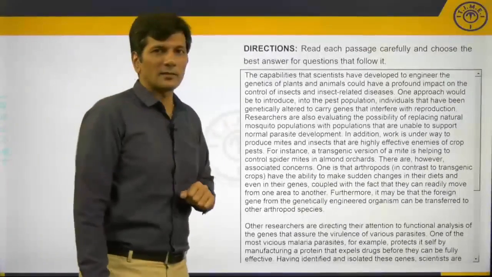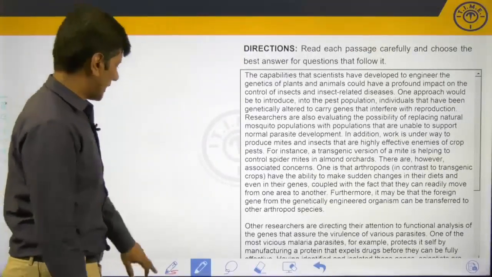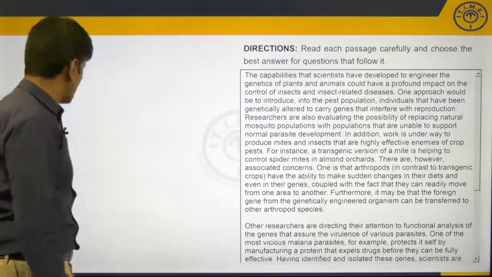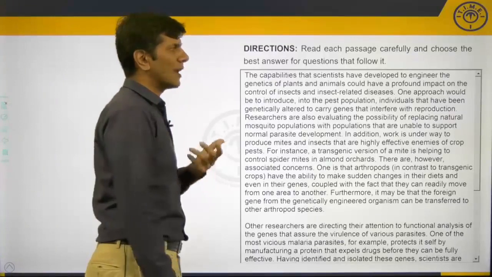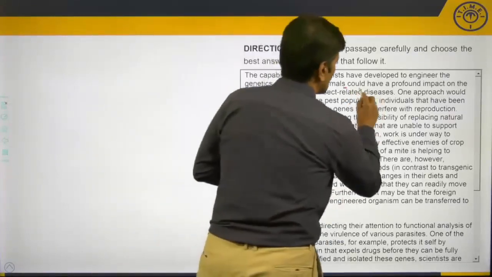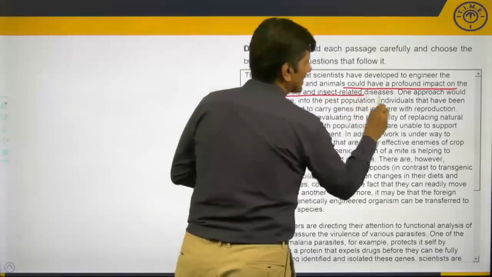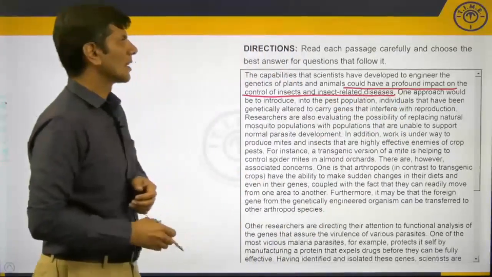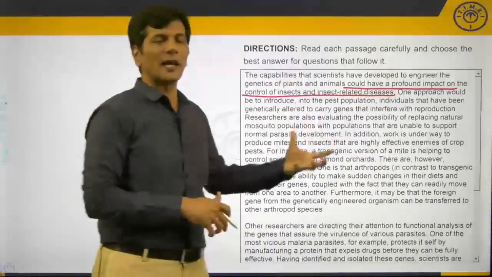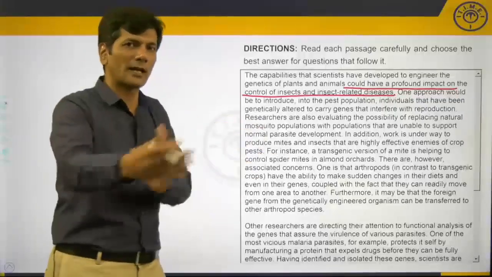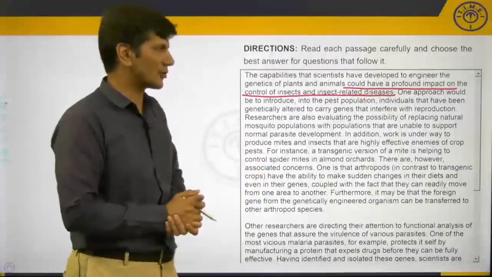Let's take a look at the next passage. It starts off with saying, the capabilities that scientists have developed to engineer the genetics of plants and animals could have a profound impact on what? The control of insects and insect-related diseases. Now this is talking about genetic engineering of plants and animals and how this could have an impact on insects and insect-related diseases. So this is your context of the passage.